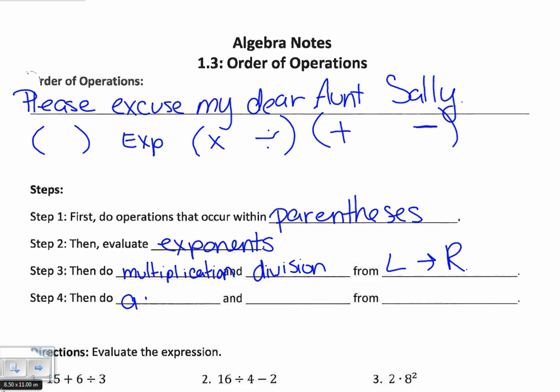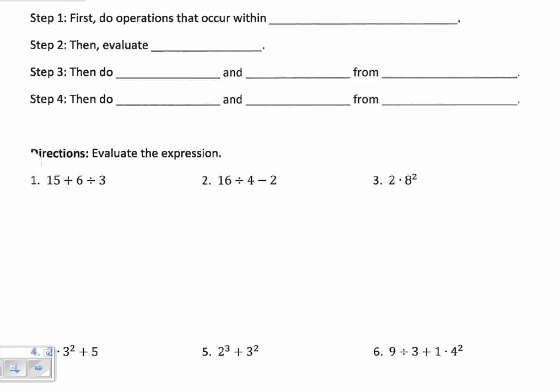To finish out, we're going to do addition and subtraction, again from left to right. So notice that these last two occur together. I do multiplication and division together and addition and subtraction together. They're not two separate processes. So there really are only 4 steps to order of operations and not 6. Alright, so let's try some basic problems here.